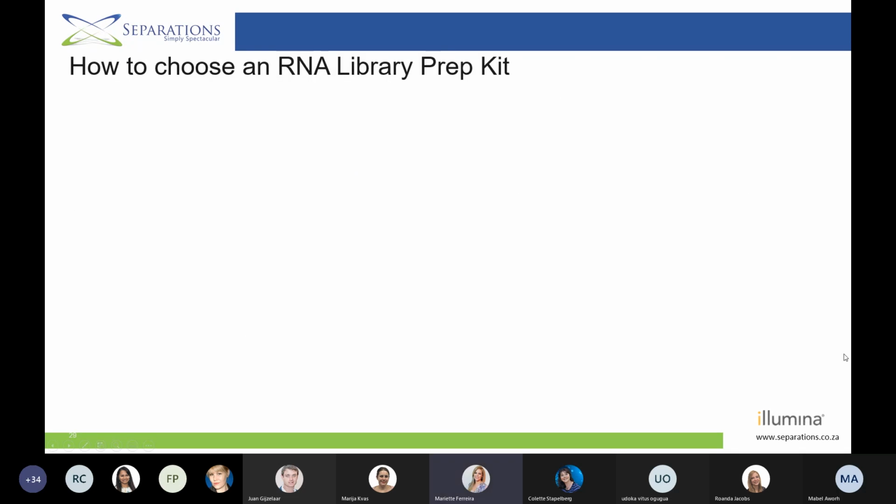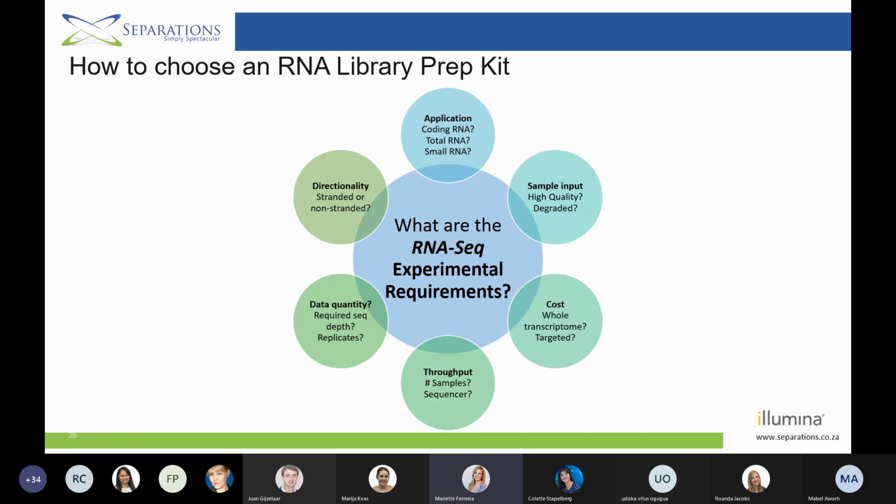So how do we choose a library prep kit for your application? You're going to ask, what are my RNA-seq experimental requirements? What is your application? Do you want to look at coding RNAs? Do you want to look at total, meaning coding and non-coding? Or do you maybe want to look at your small RNAs?